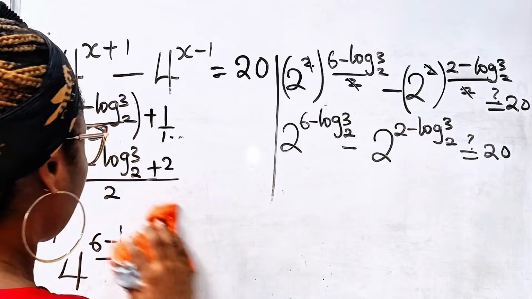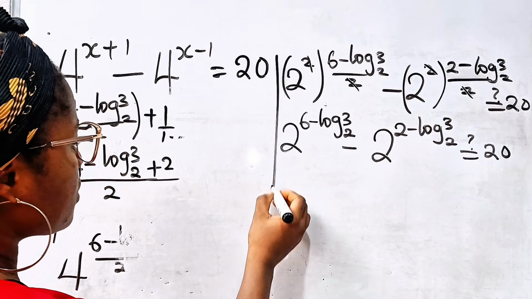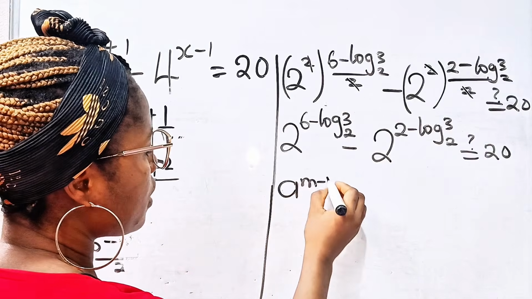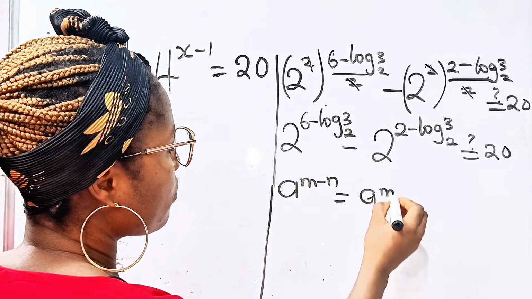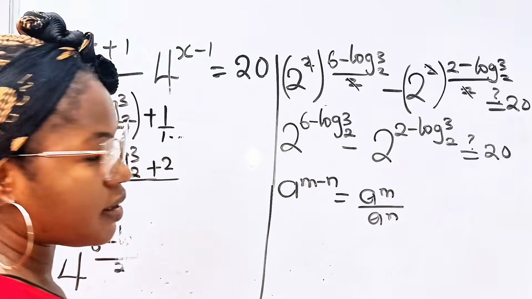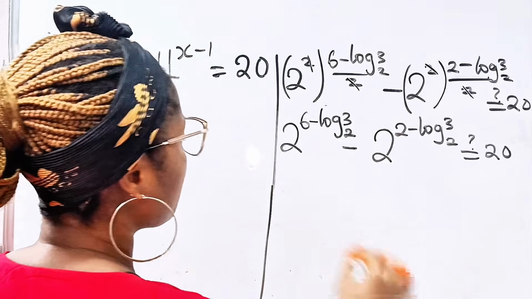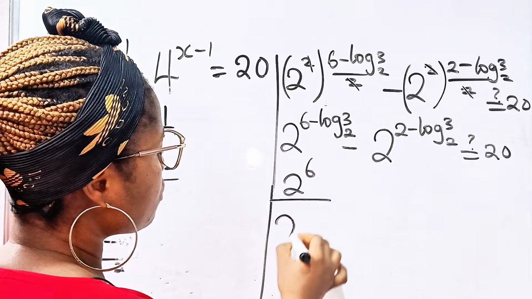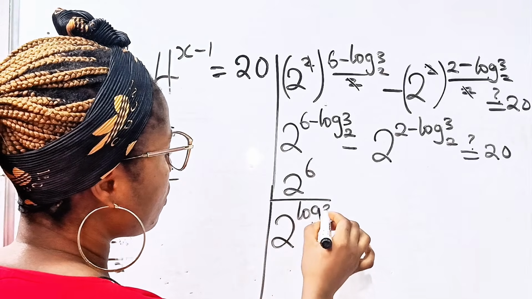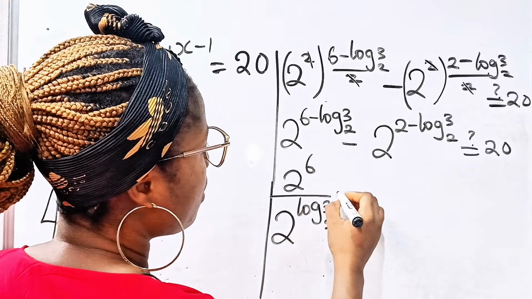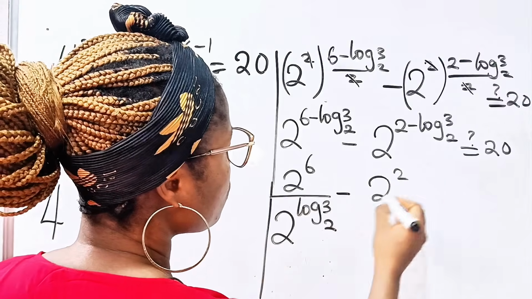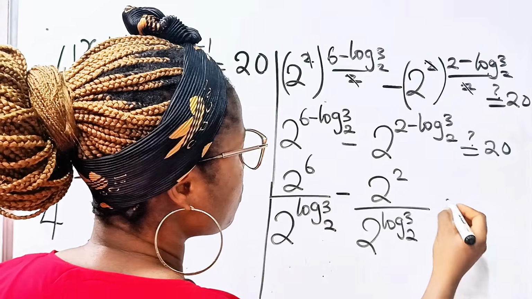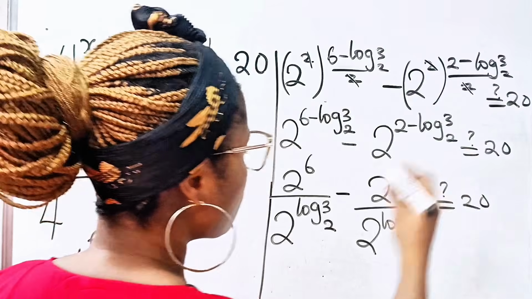Remember that there is this law of exponent that states that a to the power of m minus n is equal to a to the power of m divided by a to the power of n. So I can rewrite this as 2 to the power of 6 divided by 2 to the power of log 3 base 2, minus 2 to the power of 2 divided by 2 to the power of log 3 base 2. Now, is this equal to 20?